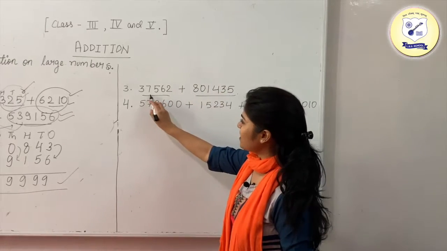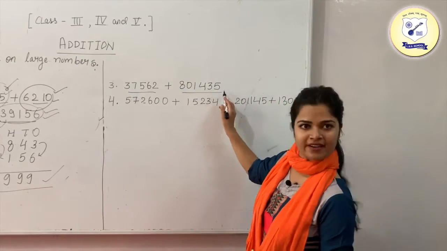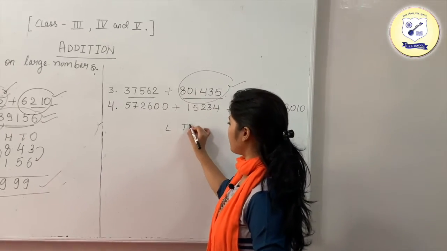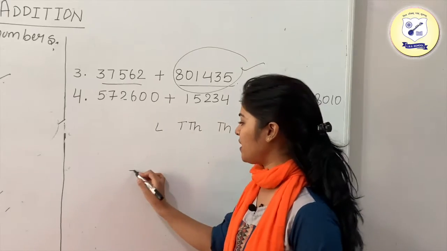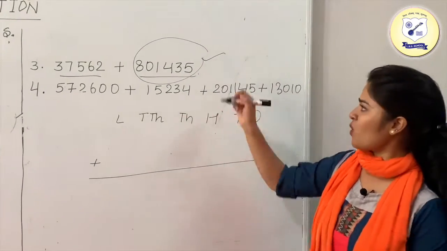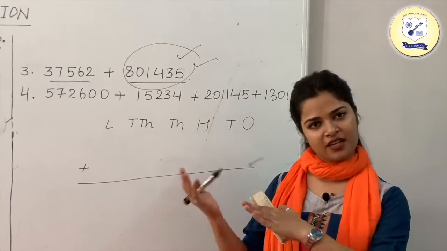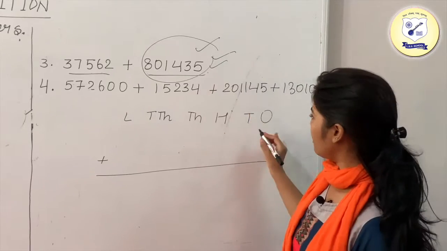This is 37,562 and this is 8,01,435. This one is your larger number. So write the place value according to that. Ones, tens, 100, 1,000, 10,000 and lakh. Now arrange the number. Earlier we have taken the first number above. Now I am going to take this number above so that you may know that if you are adding two different numbers in different order, you will get the same answer. So I am putting it above.